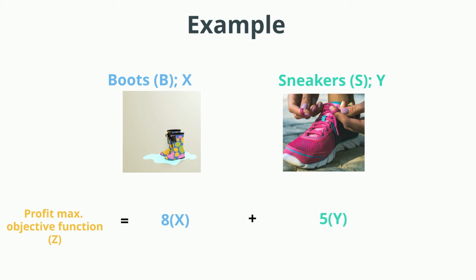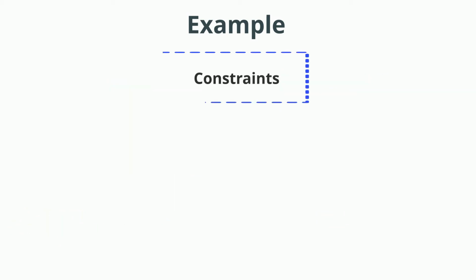Now that we have our objective function, let's focus on our constraints. Our first constraint means that the total amount of boots and sneakers cannot be more than 80, as this is the maximum storage capacity Anita has.